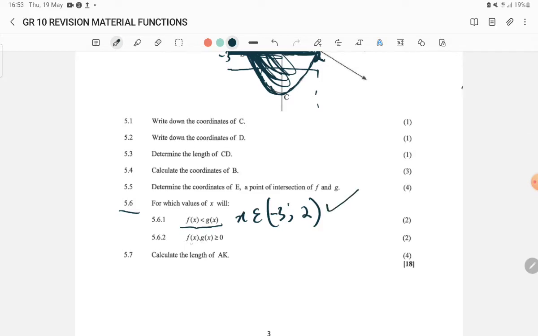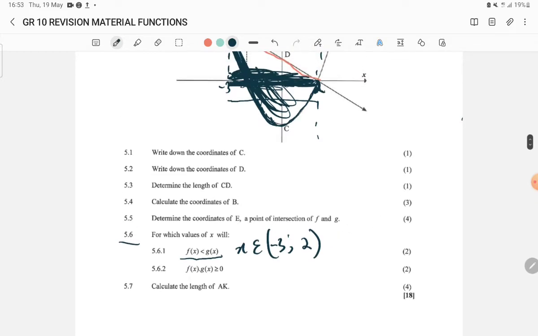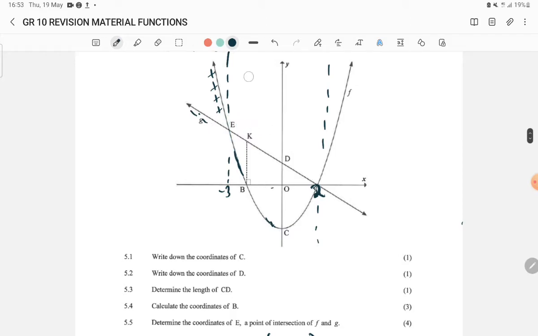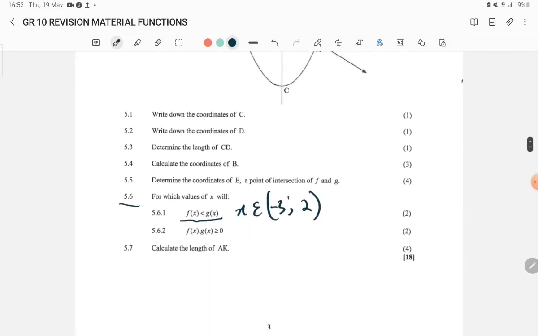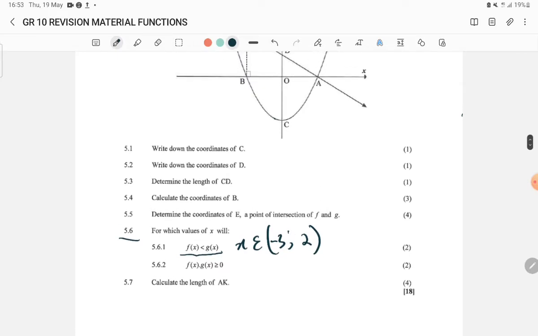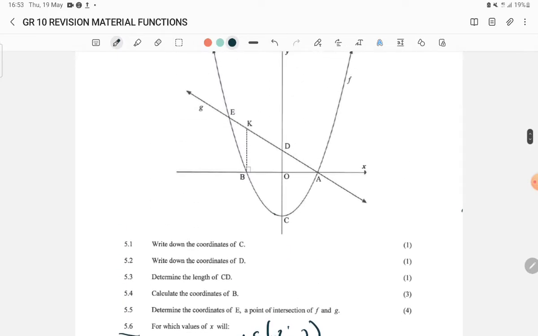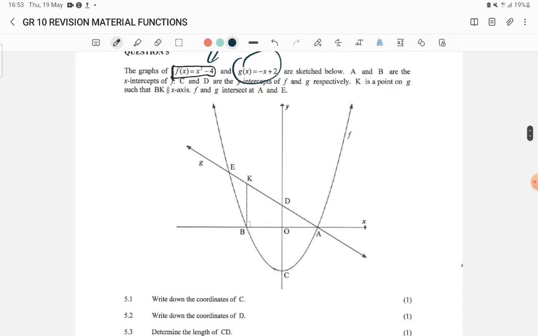So coming to f(x) times g(x) being greater than or equal to 0. Now let me wrap some of the things that you might not need, so that we get everything cleared up. Now we have f(x) times g(x) being greater than or equal to 0. Where is f(x)? f(x) is this one. Then g(x) is this one.